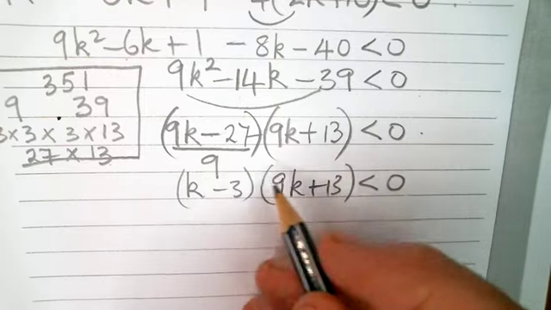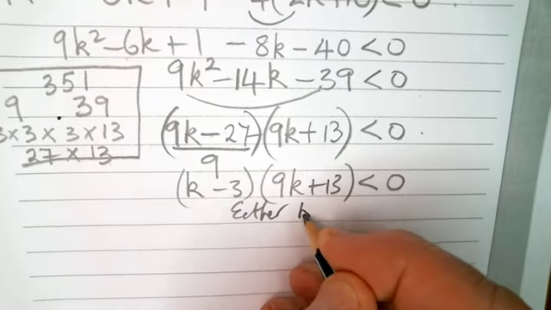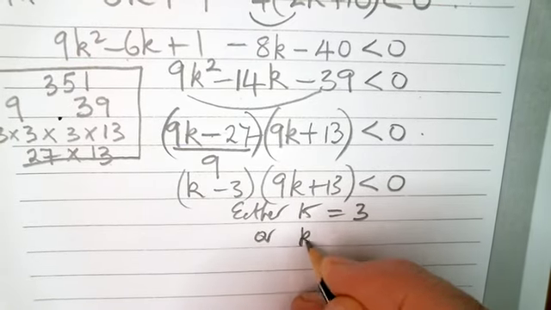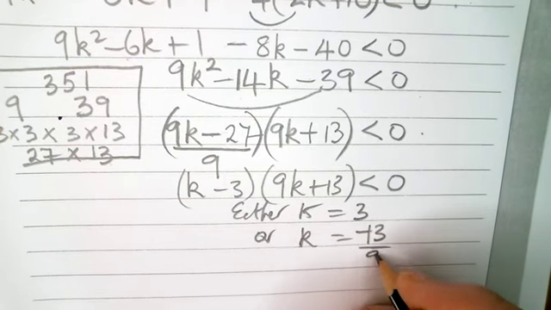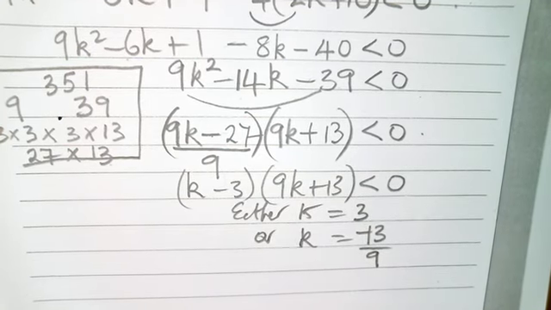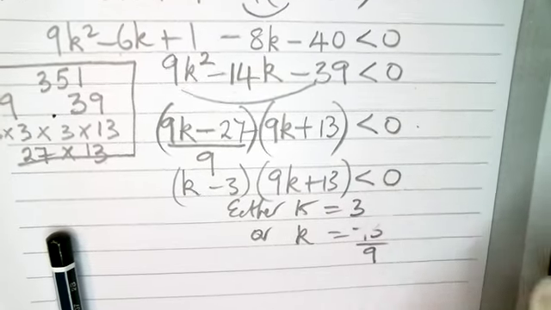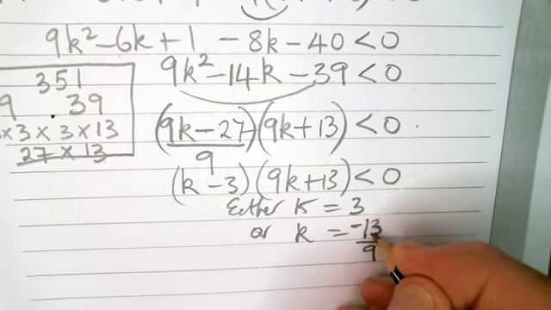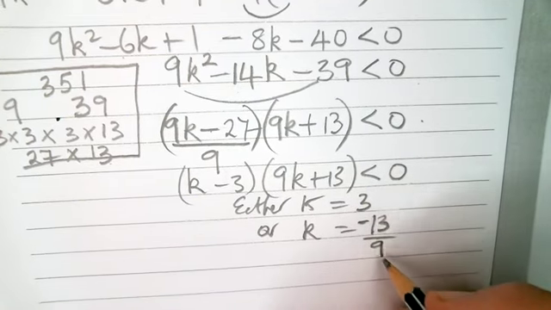So let's solve for k. We can say either k is going to equal 3, or k is equal to negative 13 on 9. There it is. That's meant to be negative 13, by the way, in case you're wondering, because it doesn't really look like it, does it? The 1 seems to be crossed by the negative sign. All right, so there are our two critical values, 3 and negative 13 on 9.